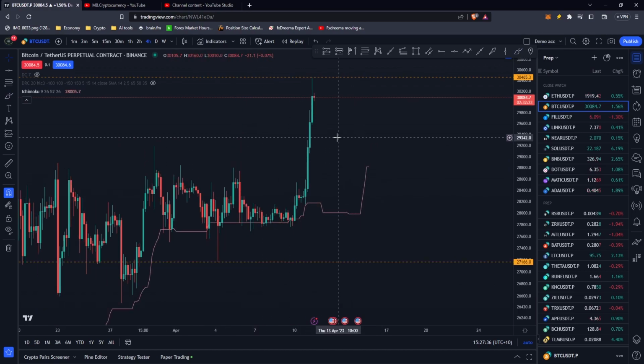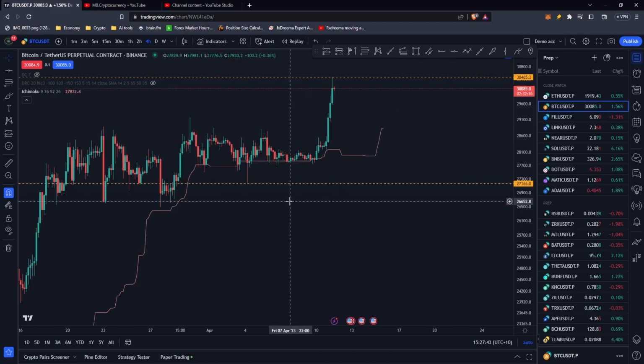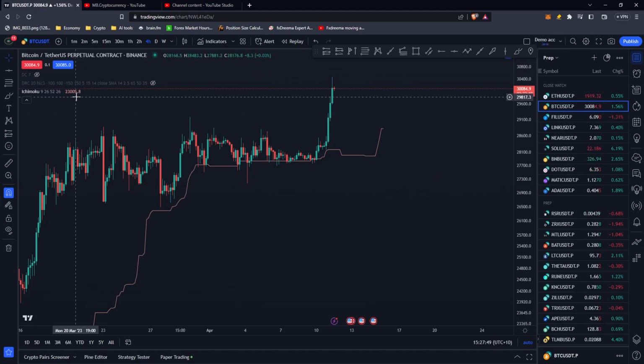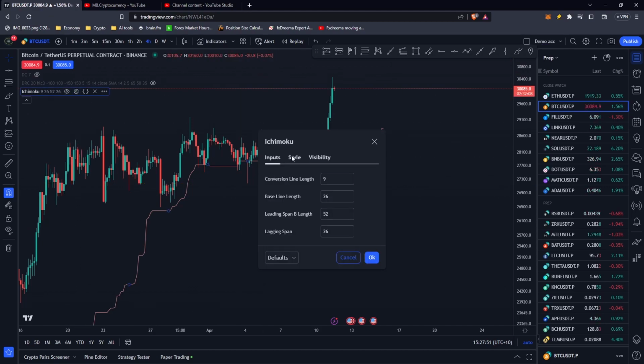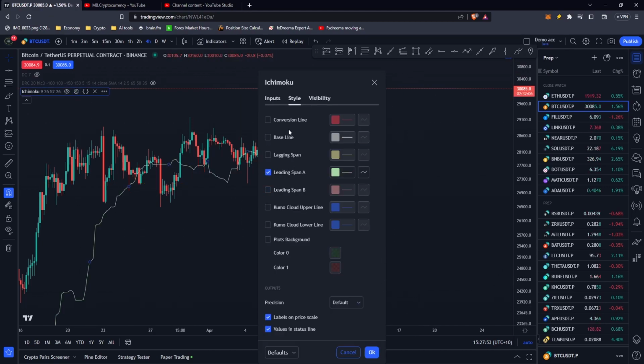We're not going to talk about the ideology of how the person who created Ichimoku came up with the idea, but we just want to understand how these lines are getting formed, right? That's leading span B. Leading span A is very simple as well.